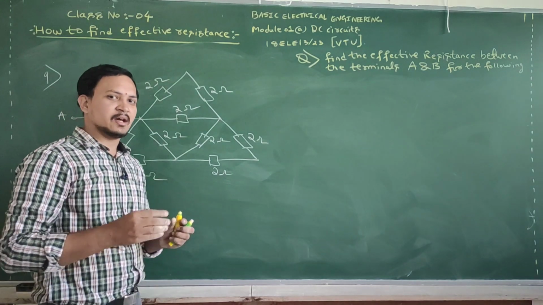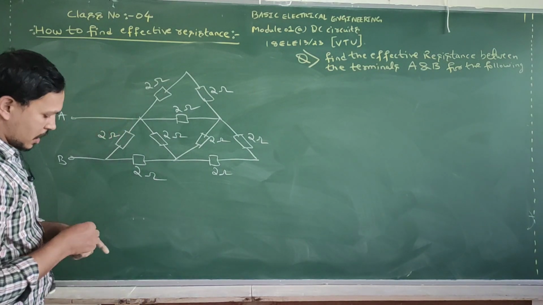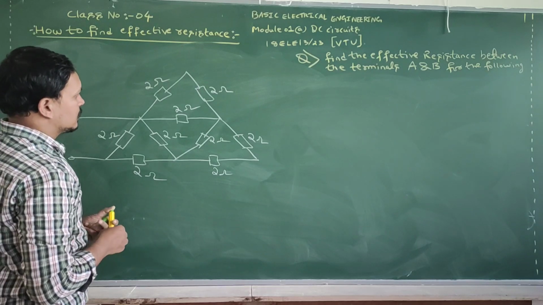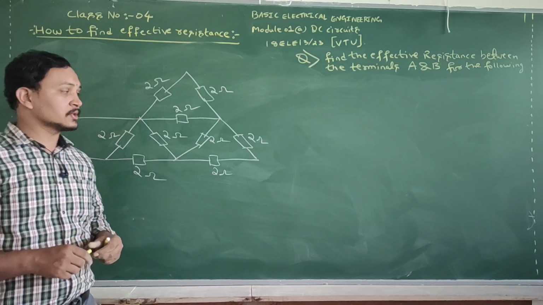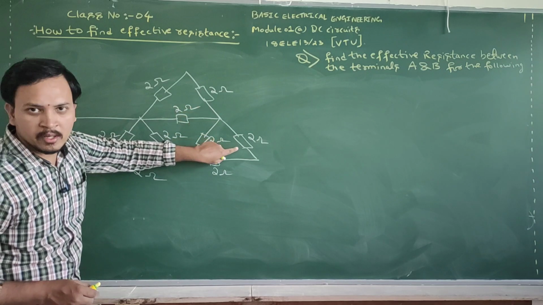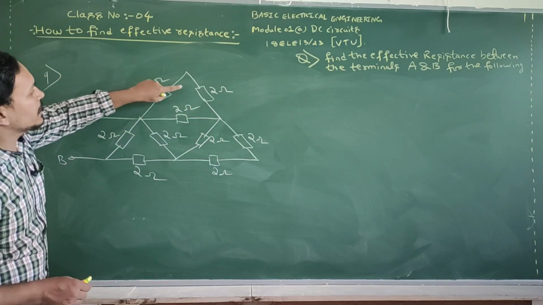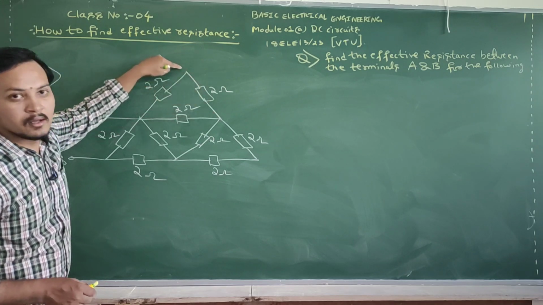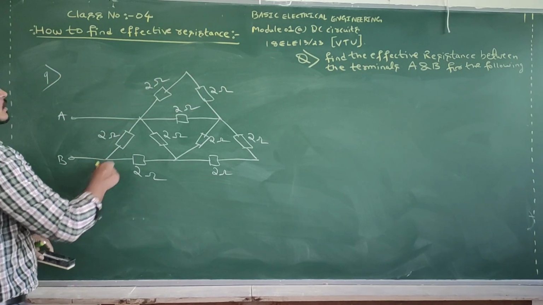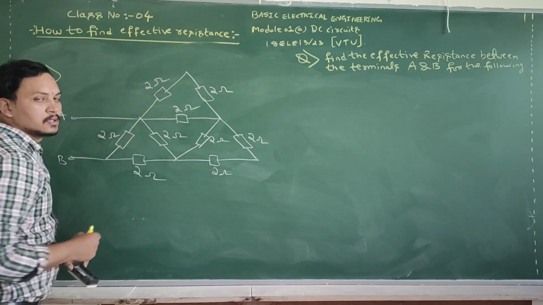How to identify? Now I have written a little complicated circuit. How to find the effective resistance? Okay, identify which elements are connected in series. Do you think 2 ohm and 2 ohm are in series? No, a lot of disturbance. But 2 ohm and 2 ohm, is there any disturbance here? No disturbance. Okay, therefore these two are connected in series.